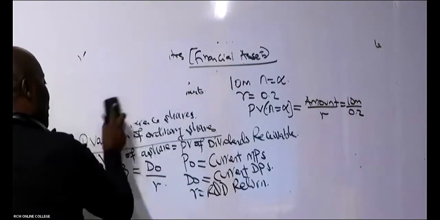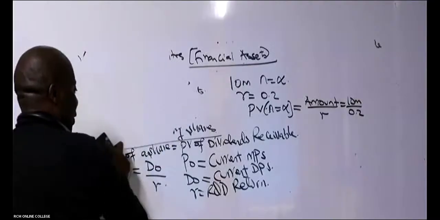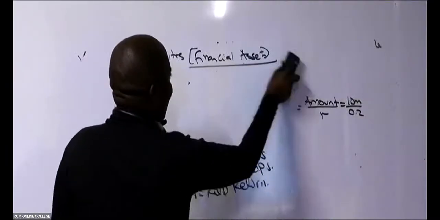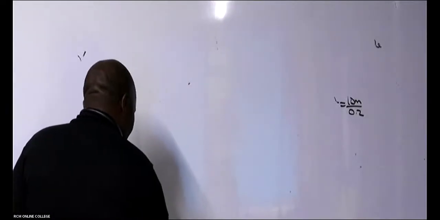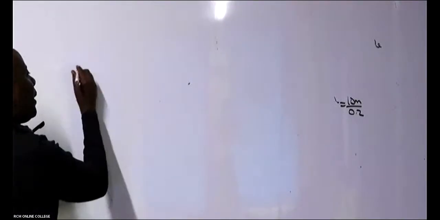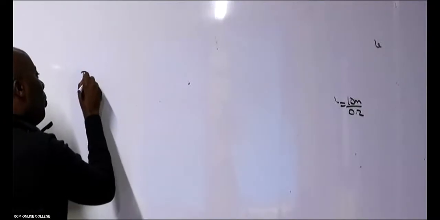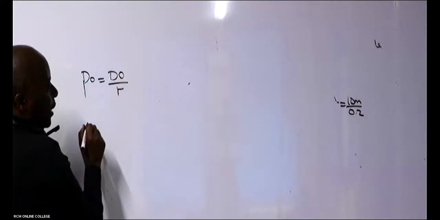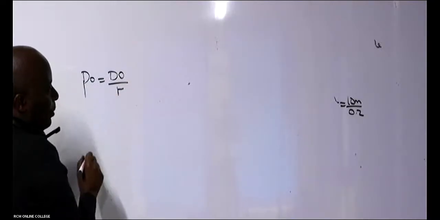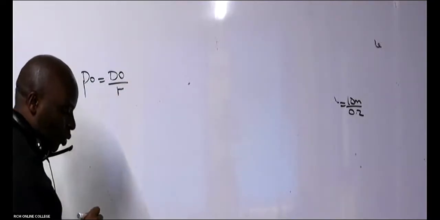Now, ladies and gentlemen, listen to me very well. I've just said that this P0 will be equal to D0 over R, over the cost of capital. But now let me ask you a question.